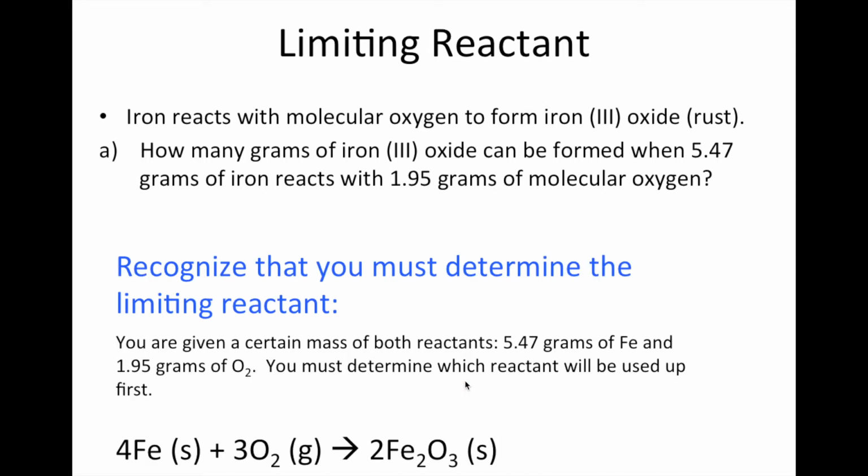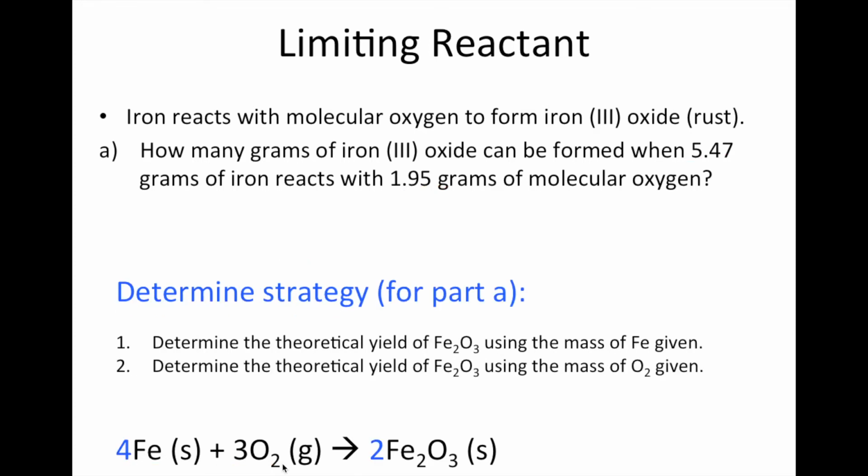Now, one thing I want to point out to you here is that in the question, we're given a mass of iron and a mass of oxygen. So we're given a mass of both reactants. When you come across a problem where you're given the mass of both reactants and asked to figure out the theoretical yield, you have to treat this as a limiting reactant problem. So we have to figure out which of these reactants will run out first, iron or oxygen.